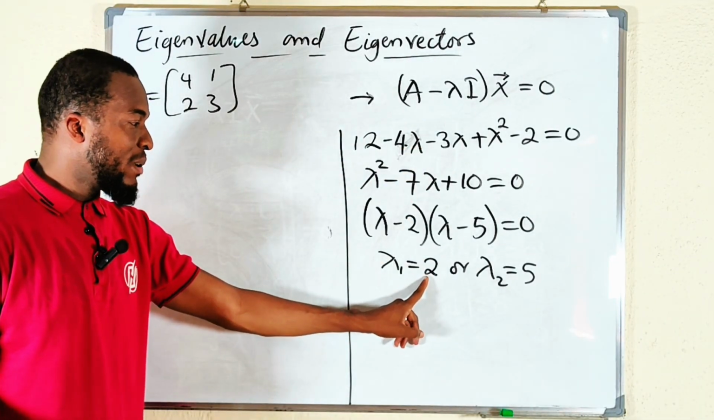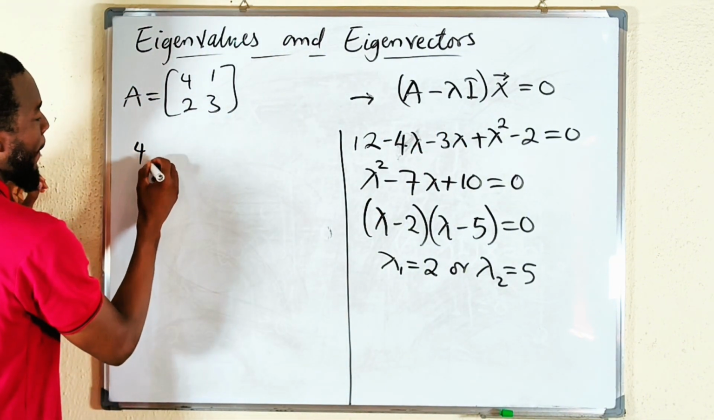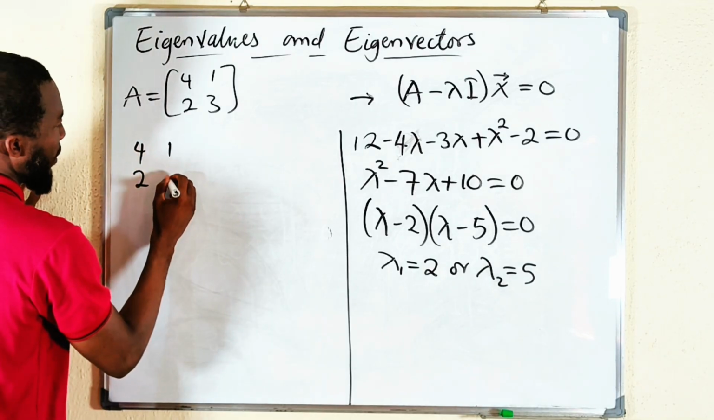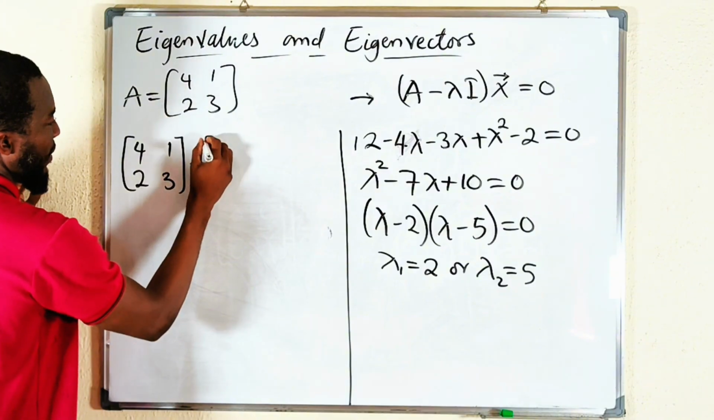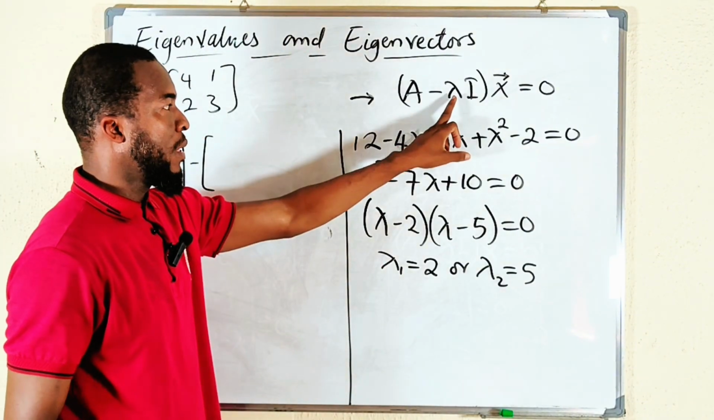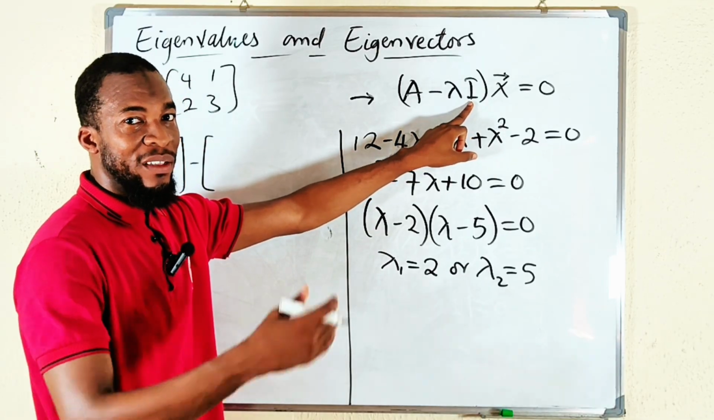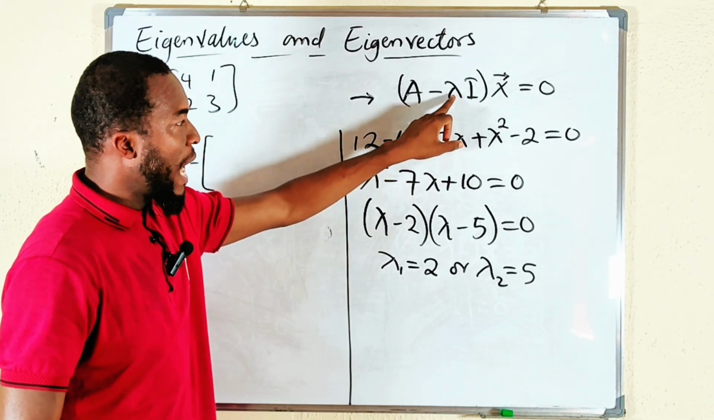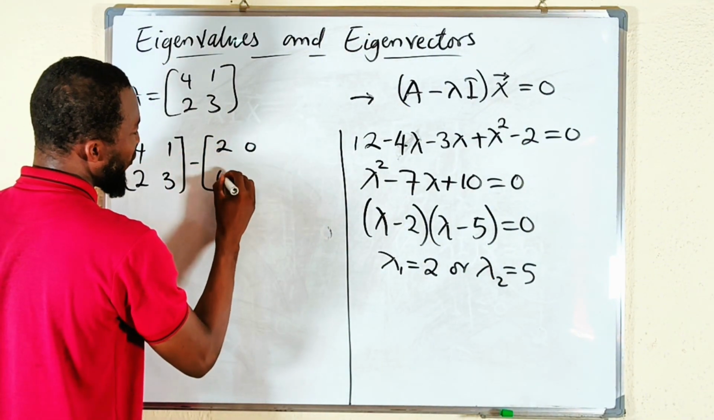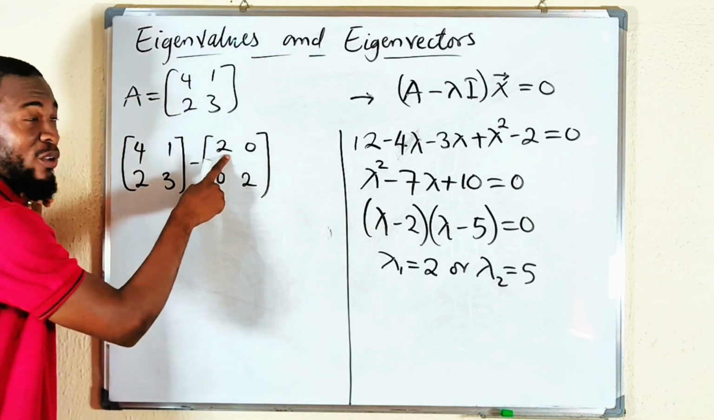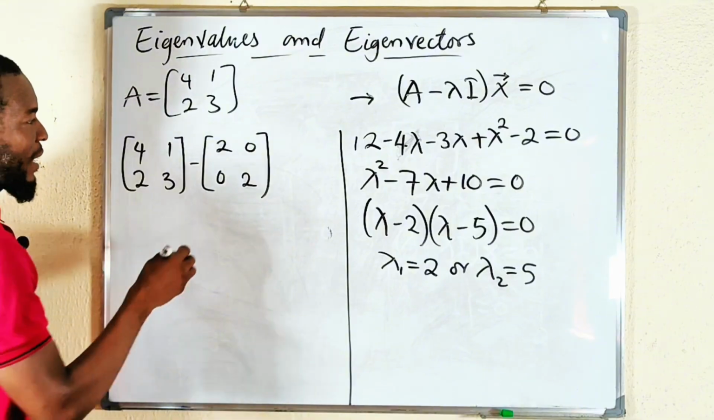Of course, we are going to start with lambda equal to 2. So you plug it here. This is going to be 4, 2, 1, 3 minus lambda times I. I is the identity, remember, which has diagonal equal to 1, and lambda is equal to 2 this time around. So we have 2, 0, 0, 2. Because initially we're supposed to have 1, 1 here, but if you multiply by lambda, which is 2, this is what you have to get.